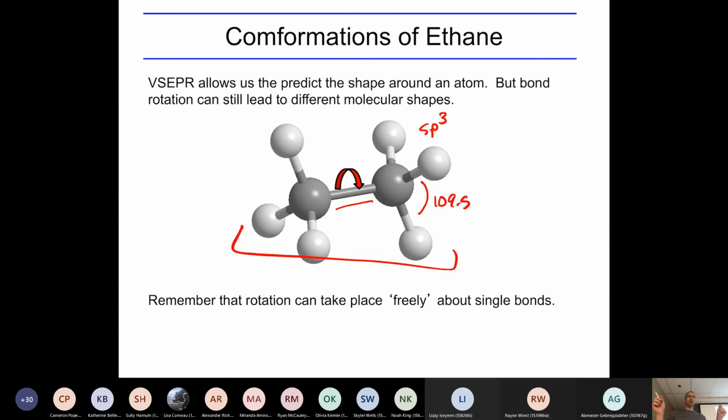Go back to our piece of spaghetti, right? There's lots of different orientations of that spaghetti. You can twist it up in a lot of different ways.